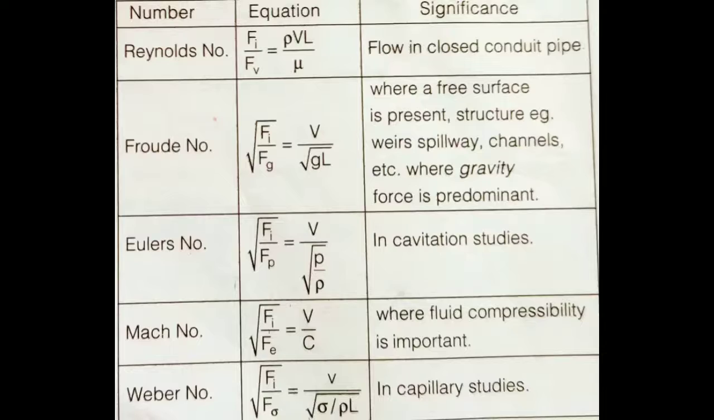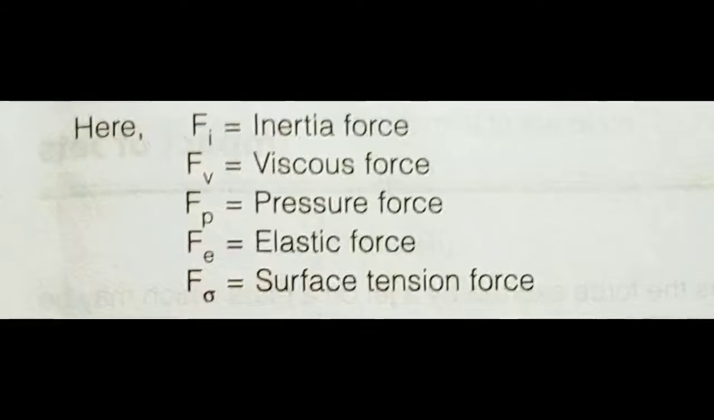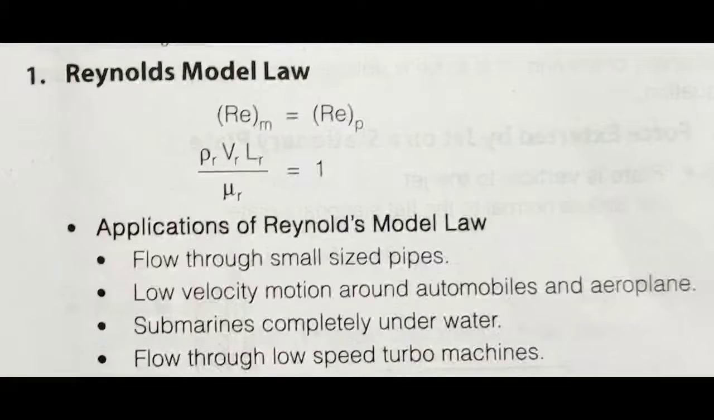Last number is Weber number. It is root of Fi by F sigma equal to V by root of sigma by rho L. It is used in capillarity studies. Fi is inertia force, Fv is viscous force, Fp is pressure force, Fe is elastic force, F sigma is surface tension force.